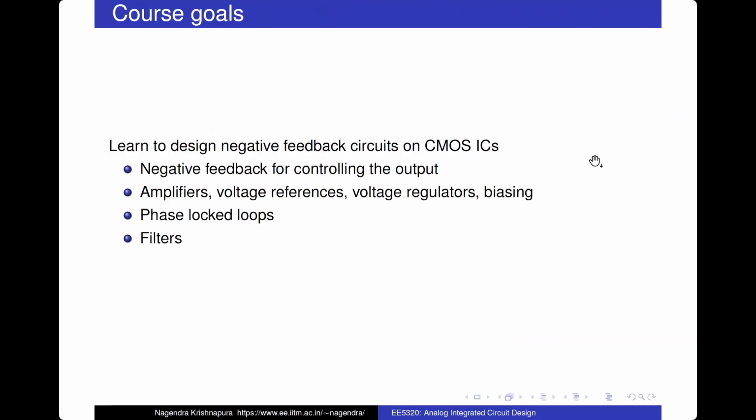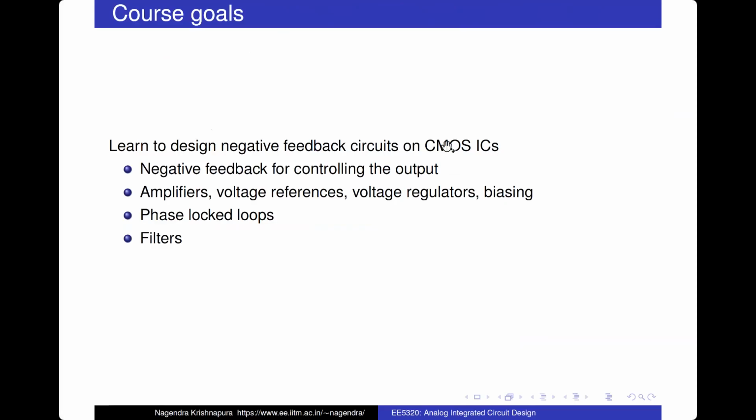Now, what are the goals of this course? First, it's analog IC design, and you already have grounding in analog circuits, so it will build on what you know. The main thing is you have to learn to design negative feedback circuits on CMOS ICs. And that is a vehicle for learning everything else about analog design also. So if you learn this, you will learn about circuit design. In the previous courses you would have learned some of this, op amps and so on, but without a particular emphasis on ICs. So that's what we'll do here.